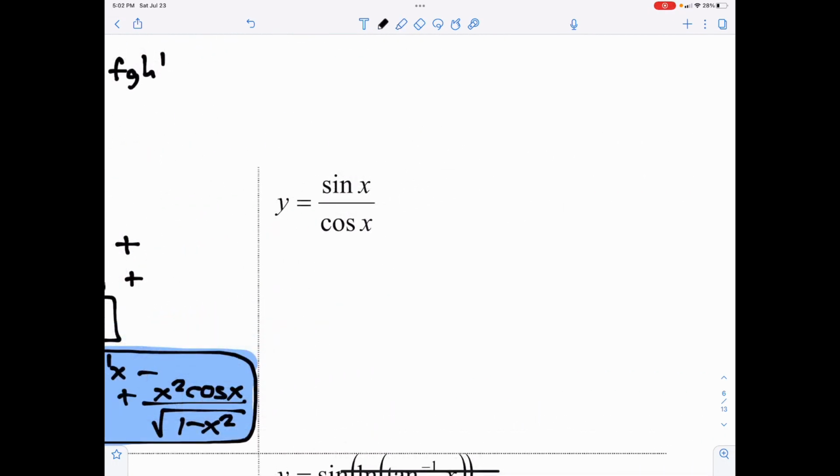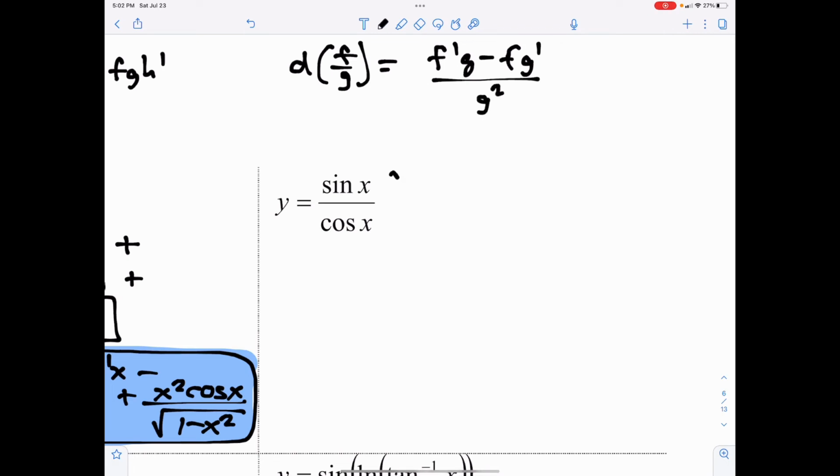Y equals sine of x over cosine of x. Well, this is clearly a quotient, so we're going to use quotient rule. Quotient rule, in case you forgot, the derivative of a quotient, we'll want to call this f over g, is going to be f prime g minus, not plus this time, f times g prime, and then divided by g squared. I'm going to call this the f function. I'm going to call this the g function.